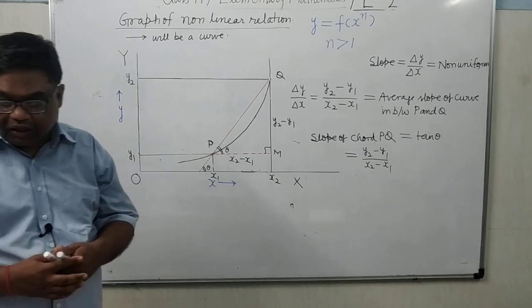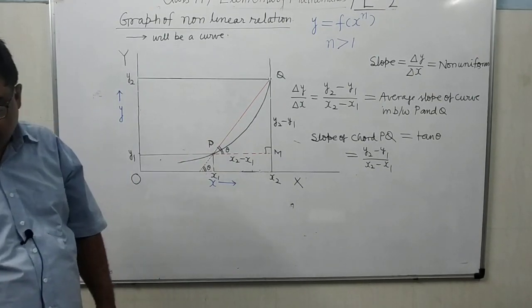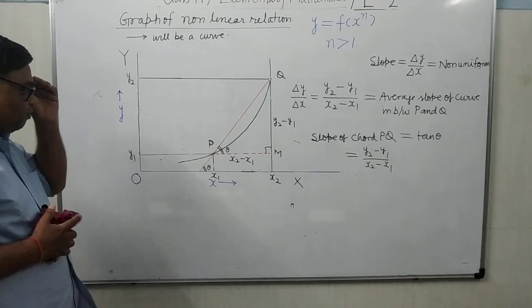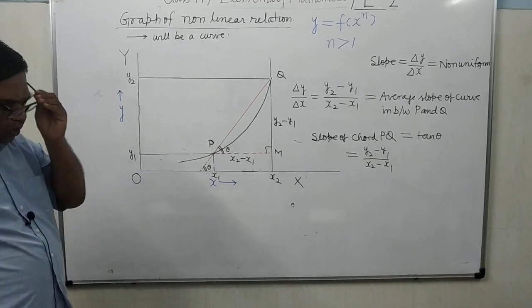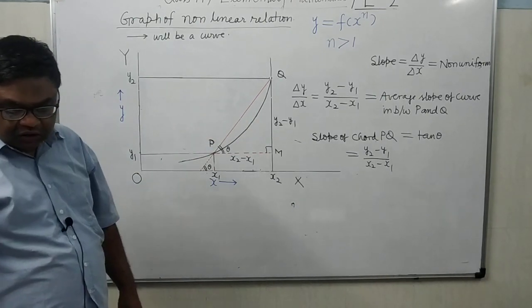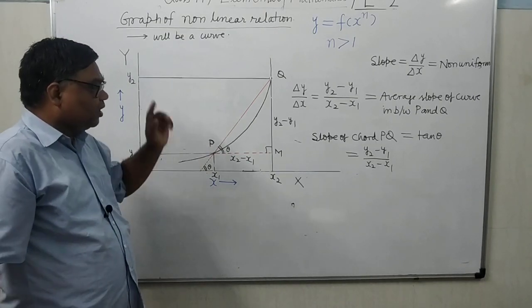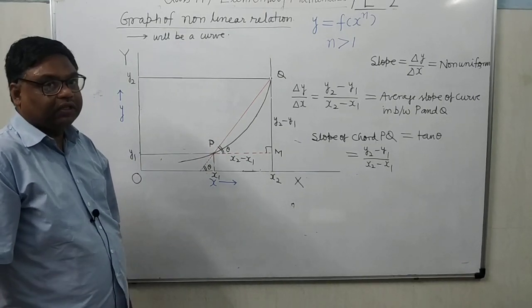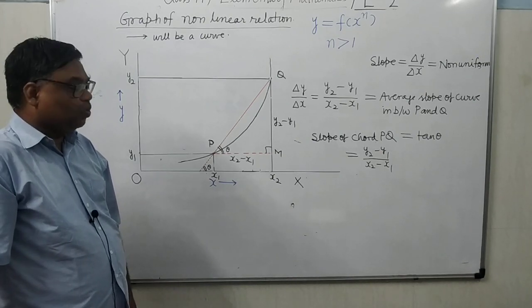It is clear? But if you have to find the slope at any particular point, suppose P, because from P to Q slope is not uniform, slope is non-uniform, slope is variable. When you move from P to Q, you will find that as you move ahead, slope increases. Slope is not uniform. So if you have to find the slope at any particular point, how will you find the slope at any particular point?